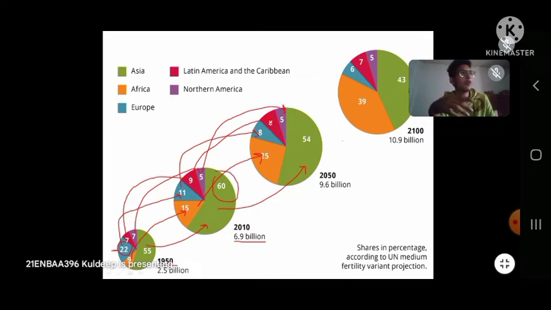Now, if we look at the year 2100, which is about 80 years from now, this is also predicted data. The population share of Asia will only remain 43%, and Africa will rise to 39%. And at that time, the population will be 10.9 billion. This is the share of the other three continents: Europe, North America, and Latin America.